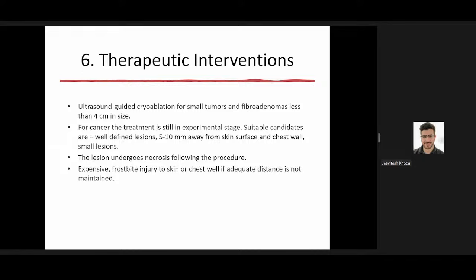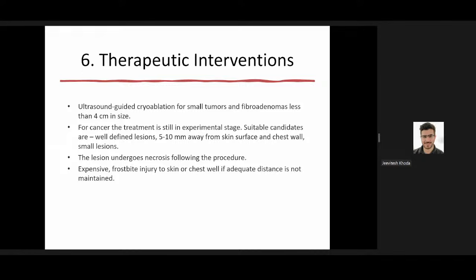For cancer treatment, it is still in the experimental stage, and some trials have been done in stage 4 patients in which surgery is obviously contraindicated. In those cases, they have done cryoablations of the primary lesions just to see how the response is. Again, data is very limited on it, and it's not an established method of treatment.